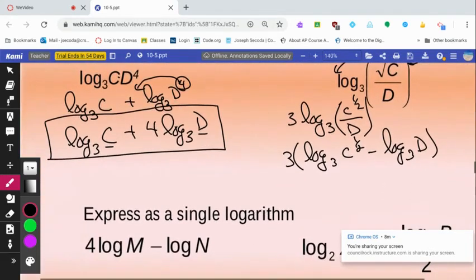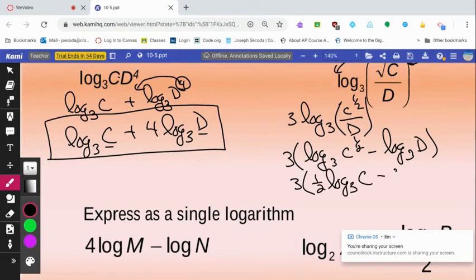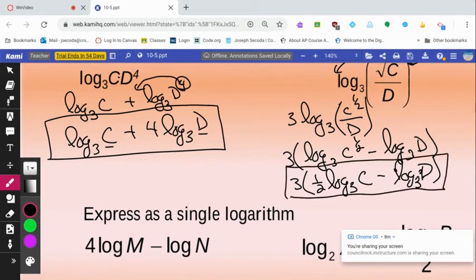I still got at least one more thing to do here. I got the 1/2 power for the c, so that's going to be 3 times 1/2 log base 3 of c minus log base 3 of d. Now, if I wanted to, I could distribute that 3 into both of those, but I can leave it like this as well, because we have what we needed.